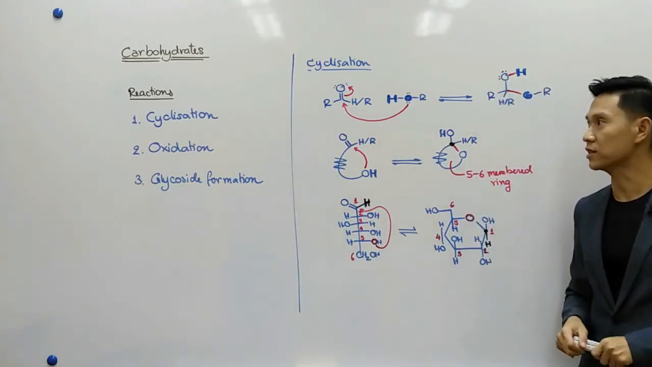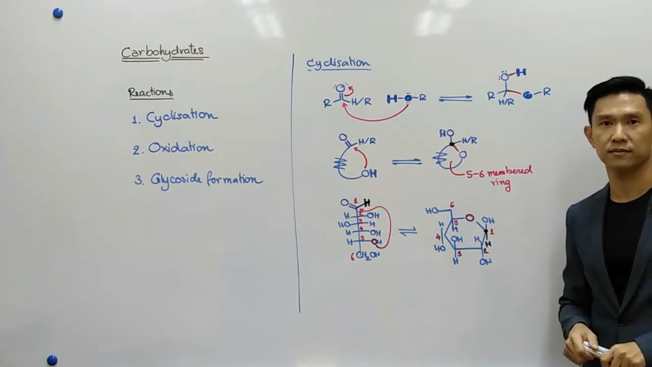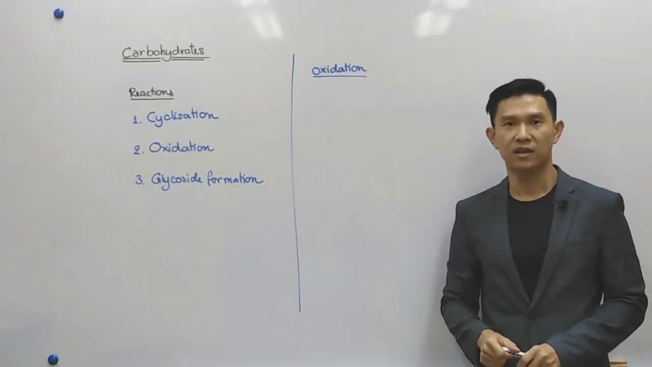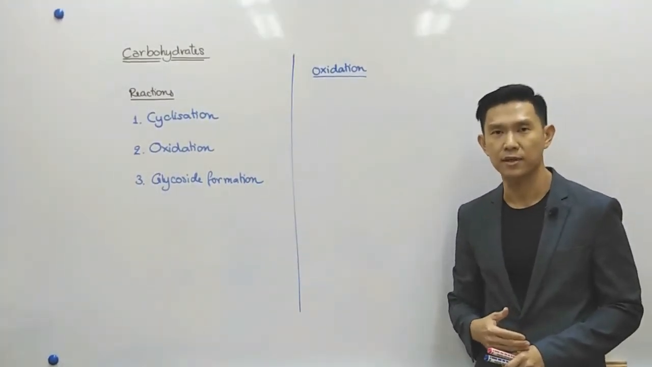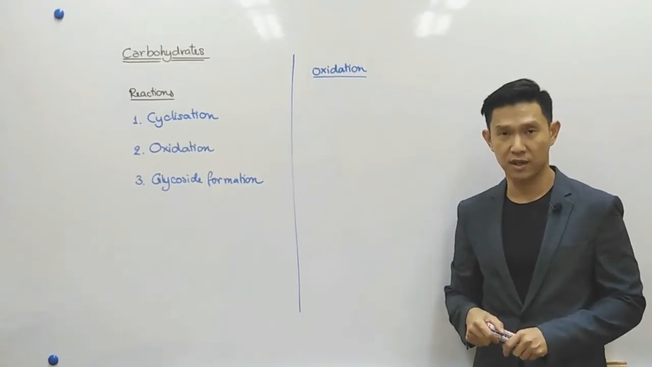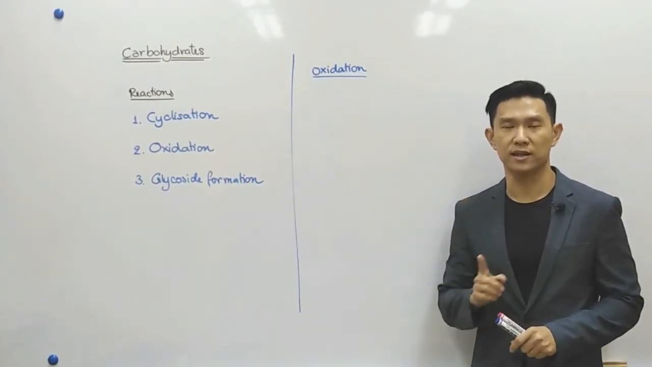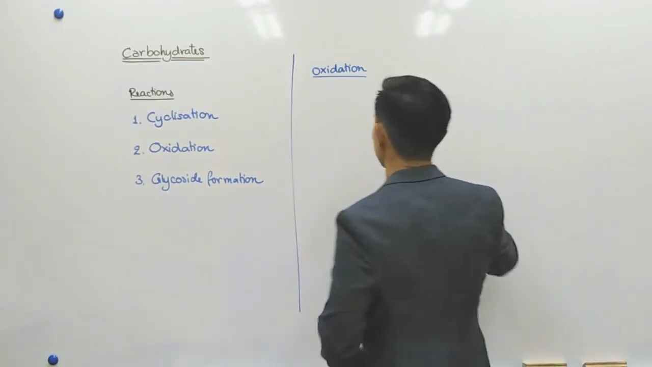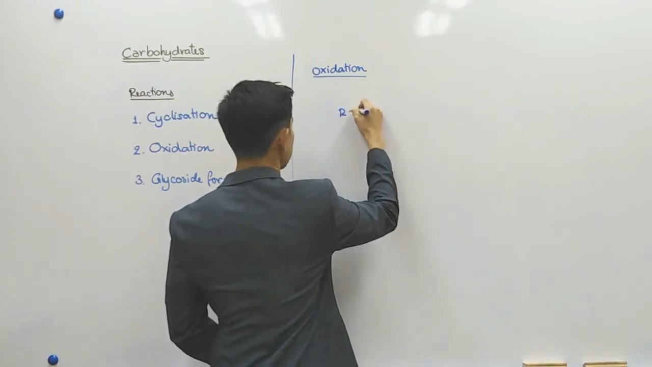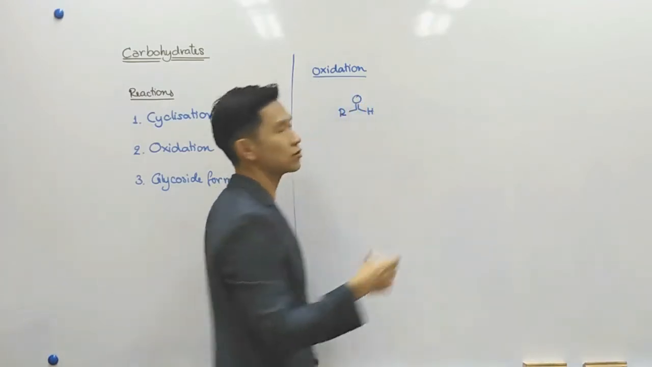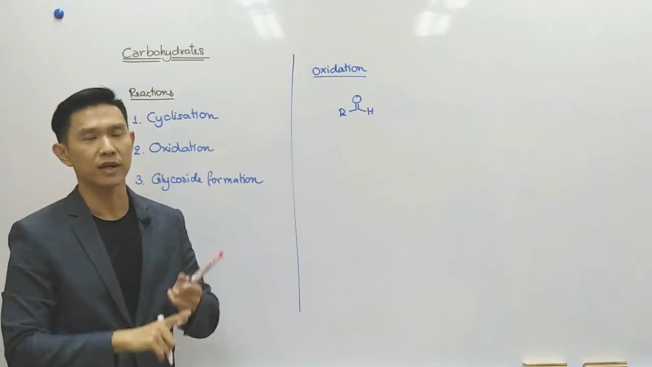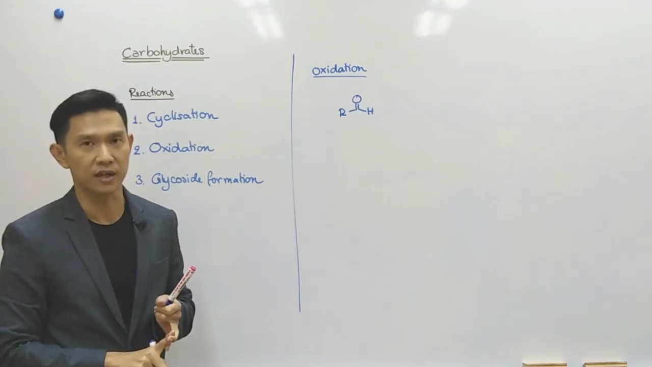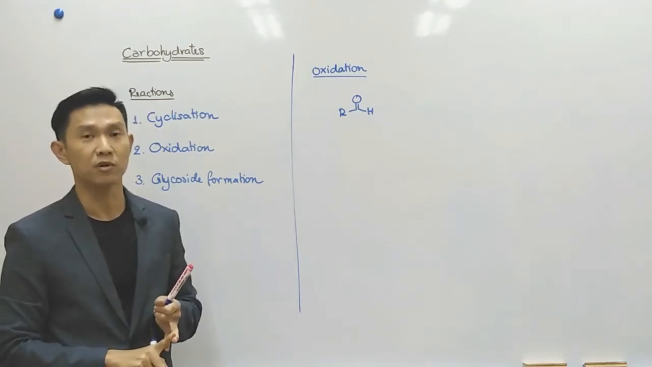So continue to the second reaction, the oxidation. There are many kinds of oxidation processes that can happen with your carbohydrates, but I will just show you one type of oxidation process. It's the easiest one actually. The functional groups that can be oxidized are both the aldehyde and the hydroxy group. But the aldehyde is not very stable. It can be easily oxidized compared with the OH, which is more stable.